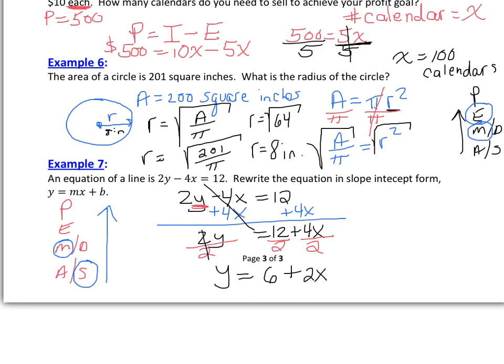And the final step here to get this into y equals mx plus b form is we're just going to rewrite these here because we want our x term first, and there's no problem with doing that, commutative property of addition. So we could say y equals 2x plus 6.